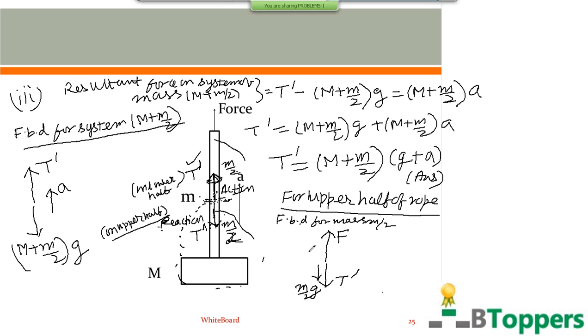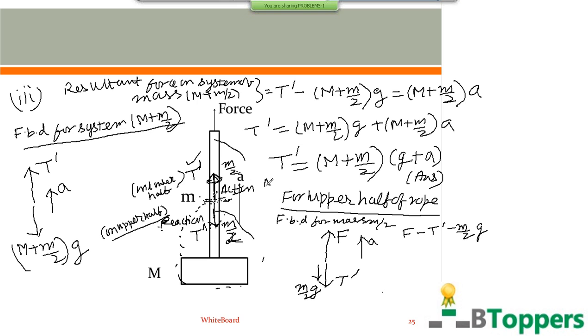So this is the free body diagram for the upper half of the rope of mass m/2. If you consider the upper half of the rope of mass m/2 as one system, this will be the free body diagram. So the resultant force on this system in the upward direction, in the direction of its motion, is F minus T' minus (m/2) into g.